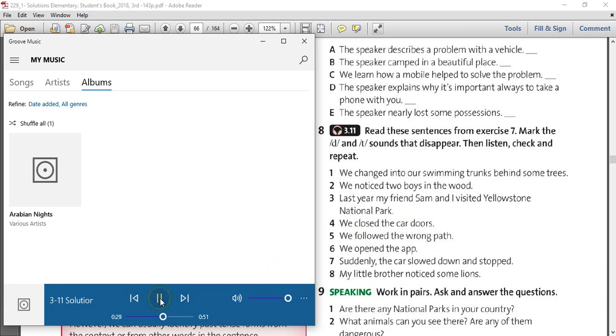Number 5. We followed the wrong path. Followed. We followed the wrong path. Follow here D. Number 6. We opened the app, the application. We opened the app. Number 7. Suddenly, the car slowed down and stopped. Slowed down. Here D. Slowed down. Number 8. My little brother noticed some lions. My little brother noticed some.